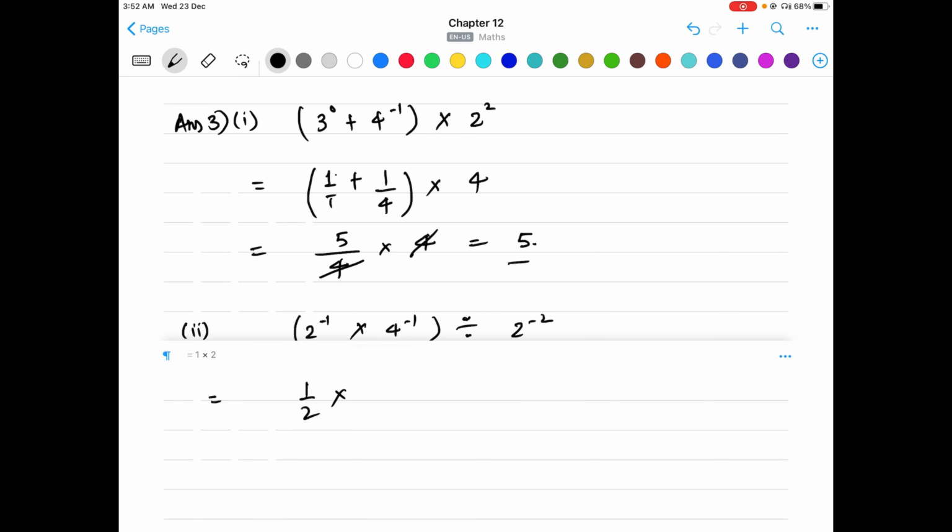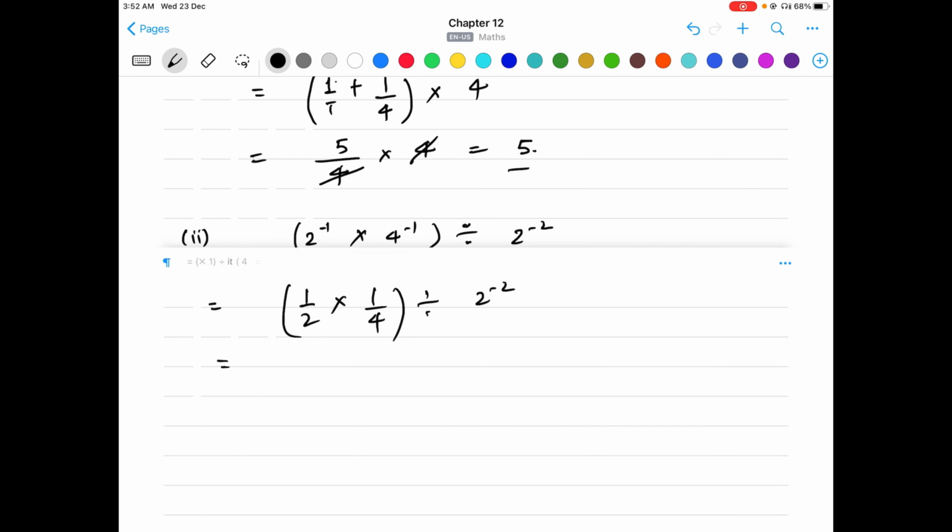This 2 power minus 1 means 1 by 2, and 4 power minus 1 means 1 by 4. And then divided by 2 power minus 2. 1 by 2 into 1 by 4 will give us 1 by 8. We have divided by this 2 power minus 2. So this will be 1 by 8.